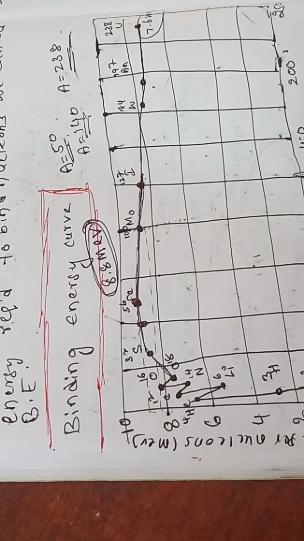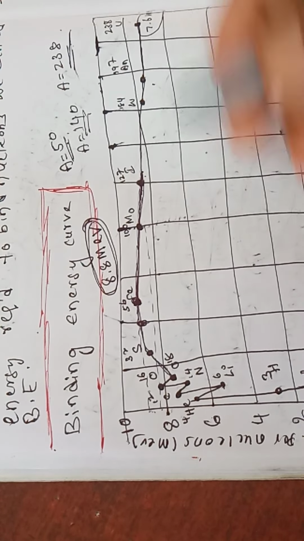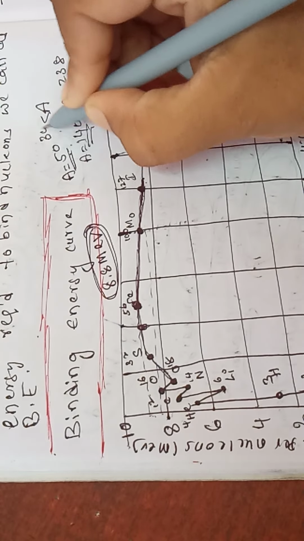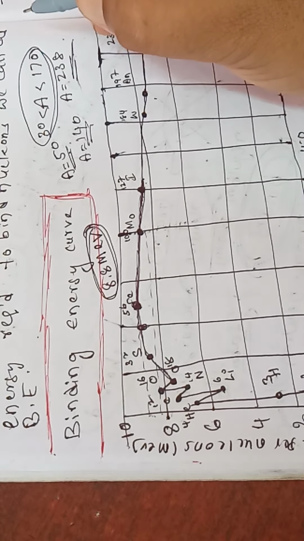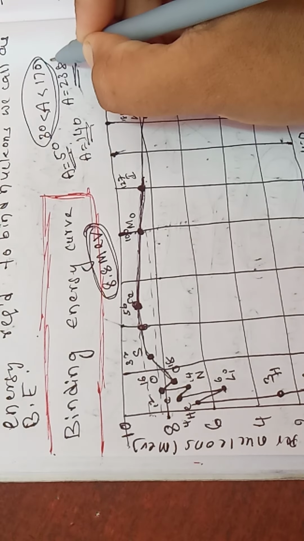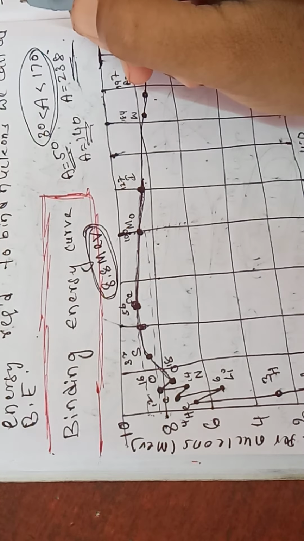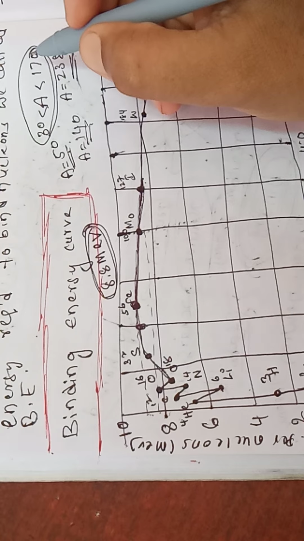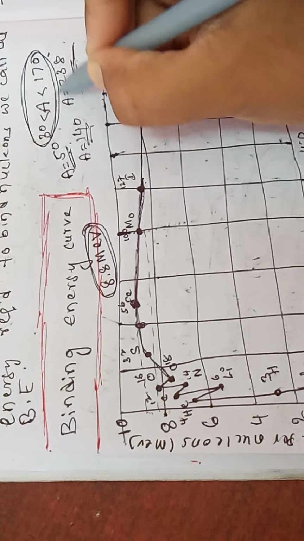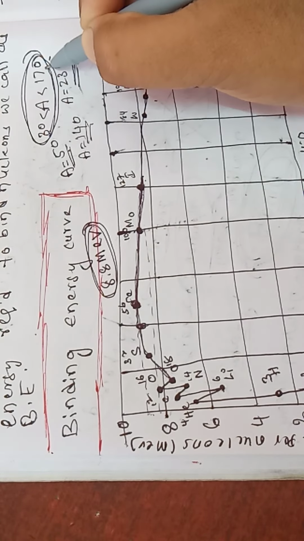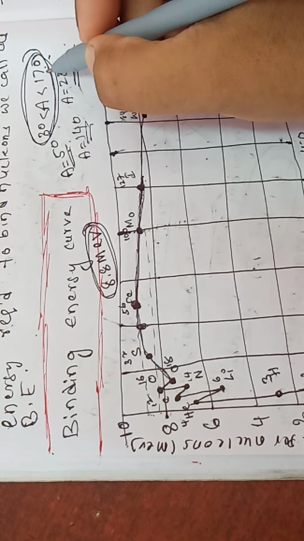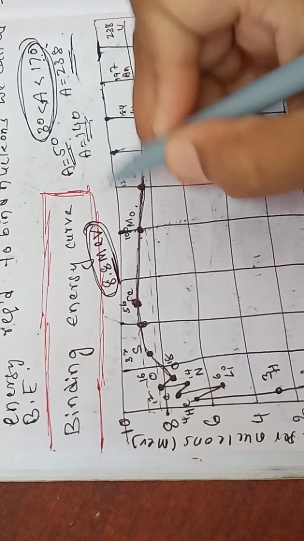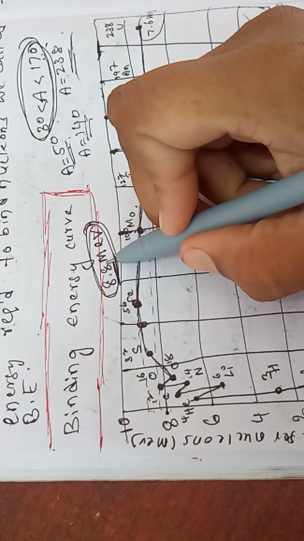Now the second point: the elements whose mass number ranges between 30 to 170 have binding energy closer to the maximum binding energy value. Their binding energy will be closer to the maximum value, that is 8.8. Means they will have 8.4, 8.2. In such a way, their binding energy will be closer to the maximum binding energy value.